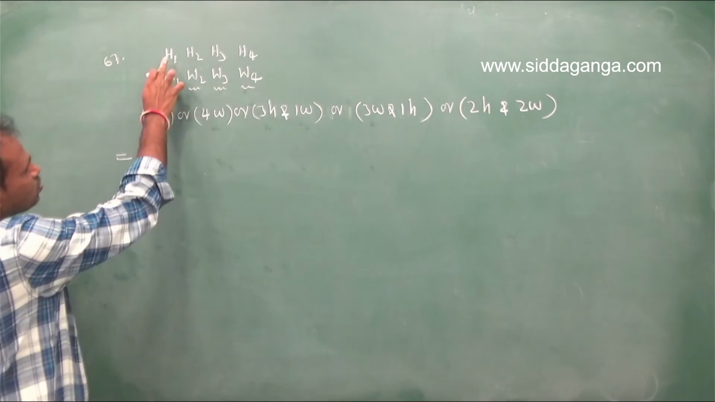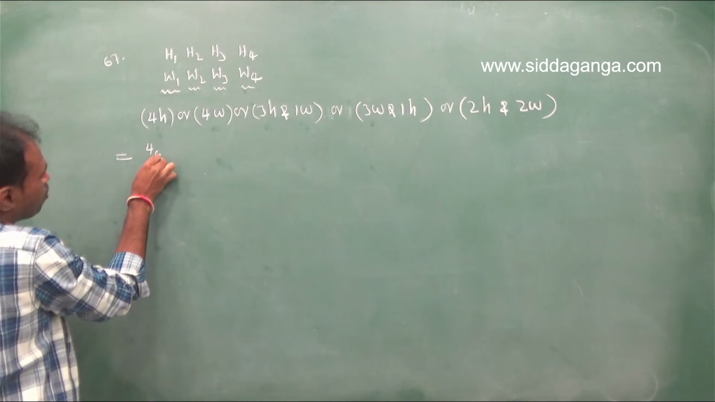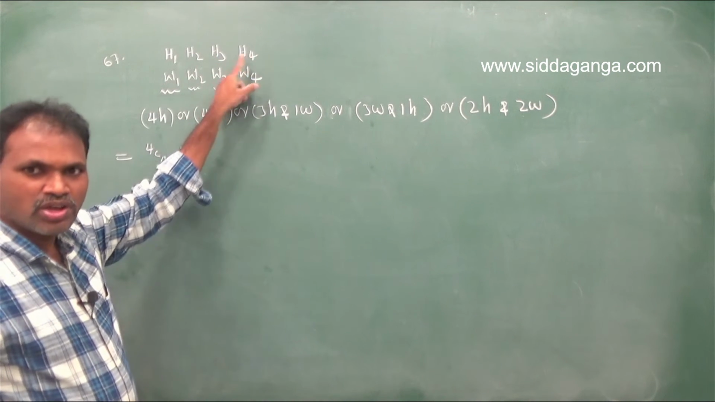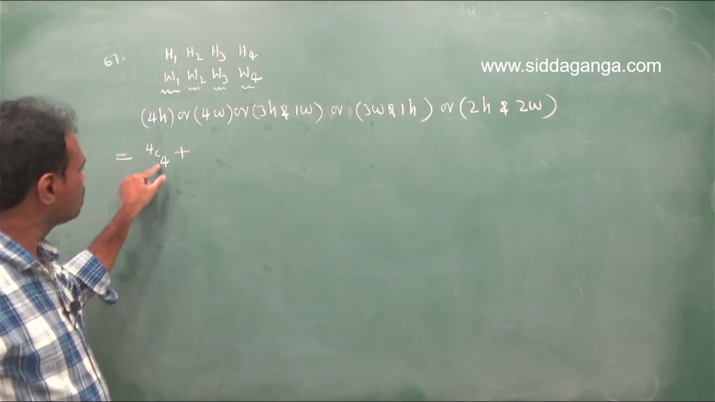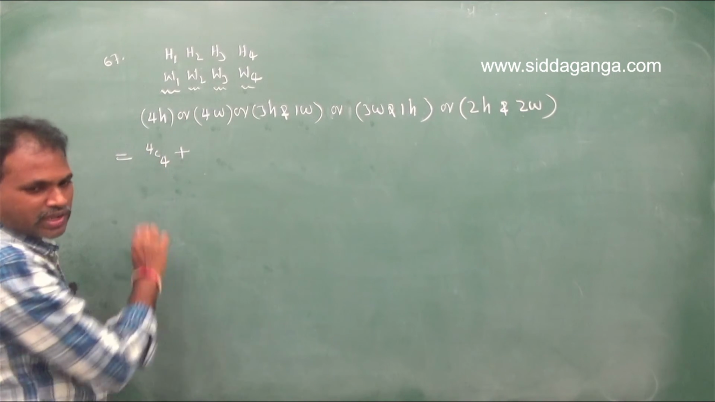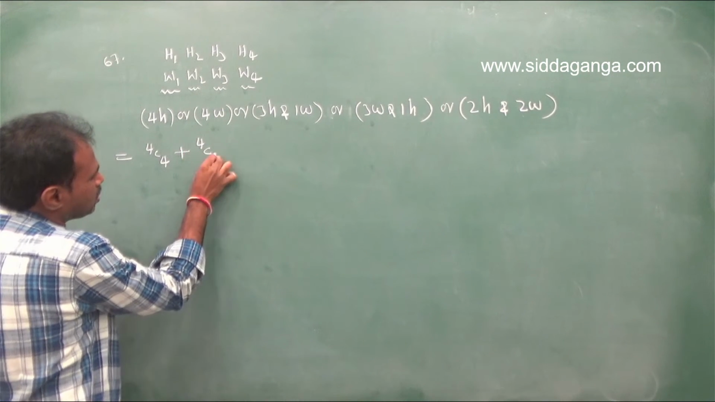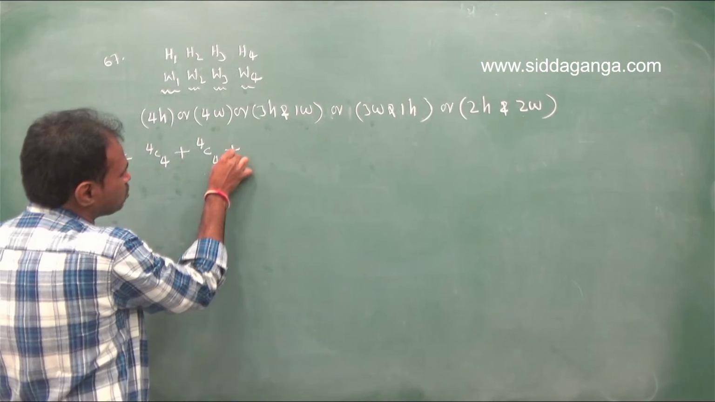Therefore, four husbands are there, and you have to select four husbands, that is 4C4, ways you can select. Plus, next, four wives are available, therefore 4C4. Plus you have to take.